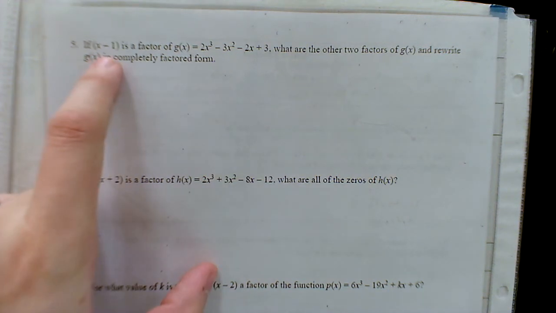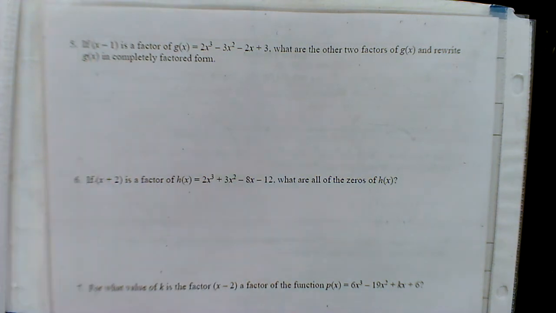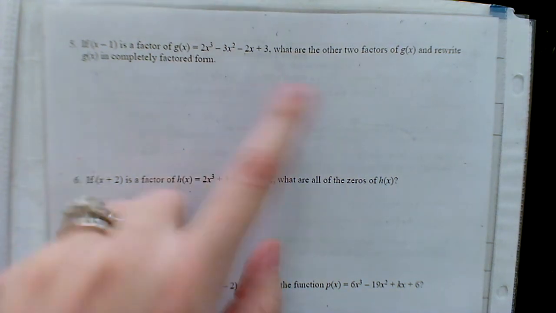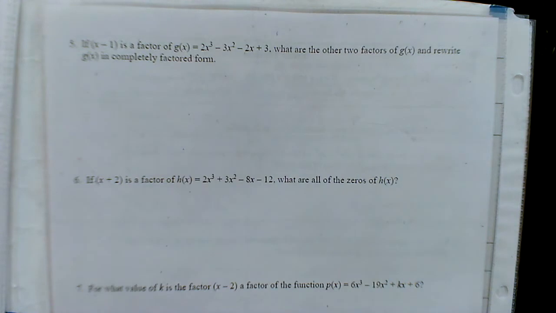At the top, if x minus 1 is a factor, so they're telling you it goes in evenly into this polynomial, what are the other two factors of g of x? And then rewrite it in factored form, like your little groupings.